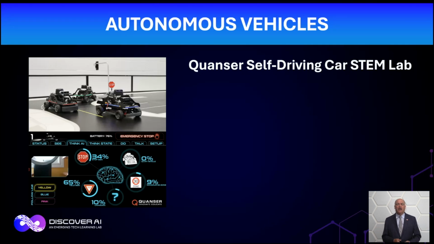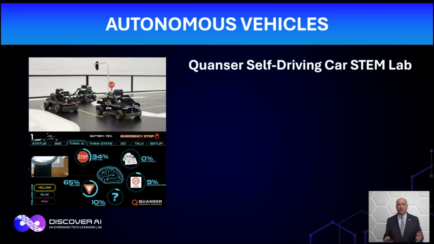Let's talk first about autonomous vehicles, the self-driving car STEM lab from Quanzer. If you haven't ridden in a self-driving vehicle, I actually have, in Phoenix, Arizona. It is a crazy experience. But guess what? Autonomous vehicles are going to be everywhere. They already are. They're being introduced all over California, all over Arizona, coming soon to the state of New York. And we use these vehicles, we use this platform.